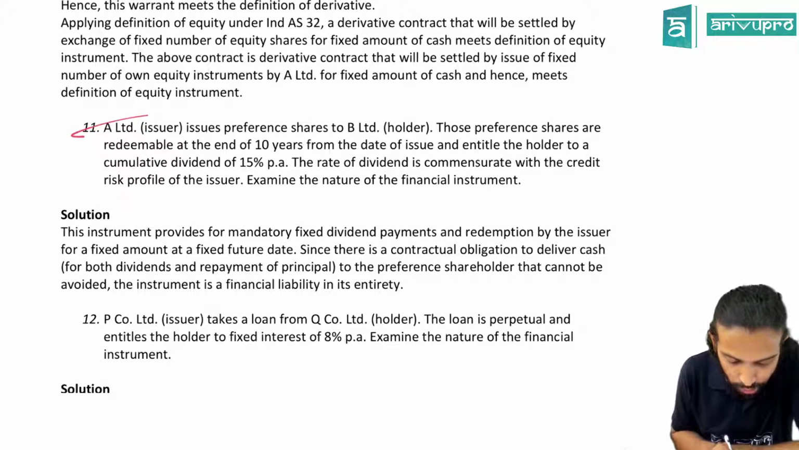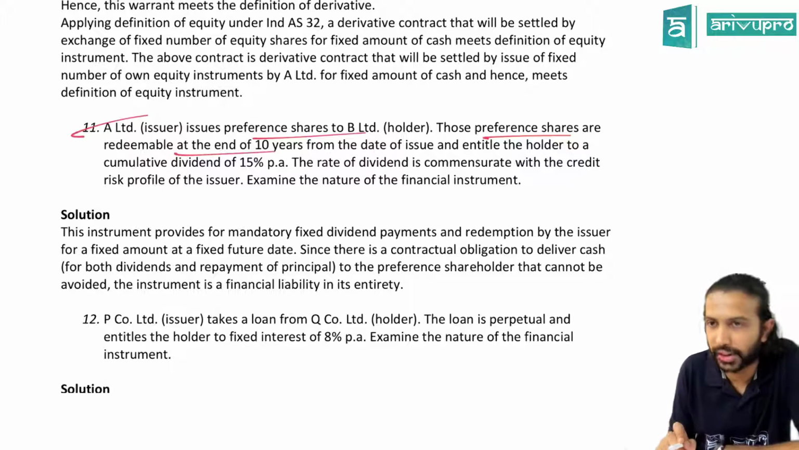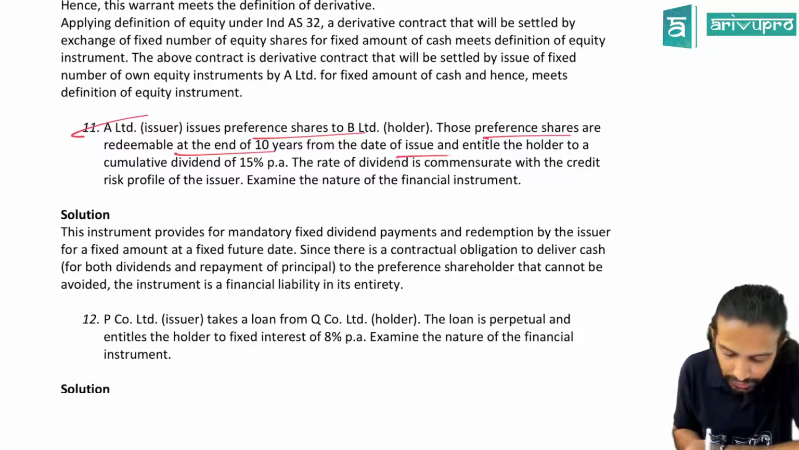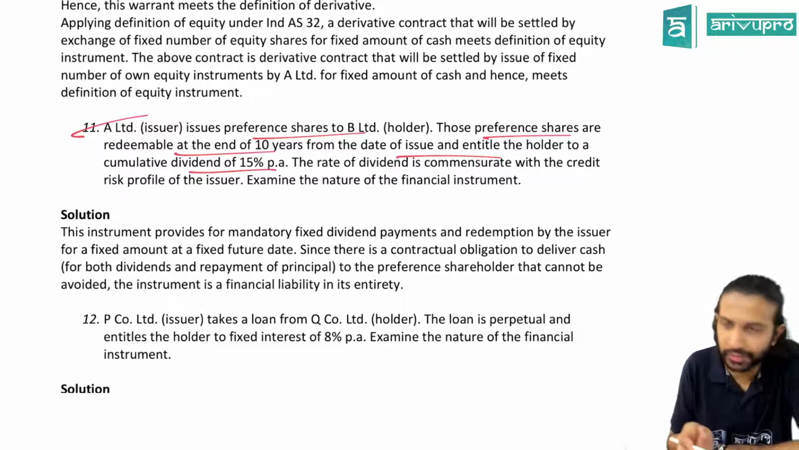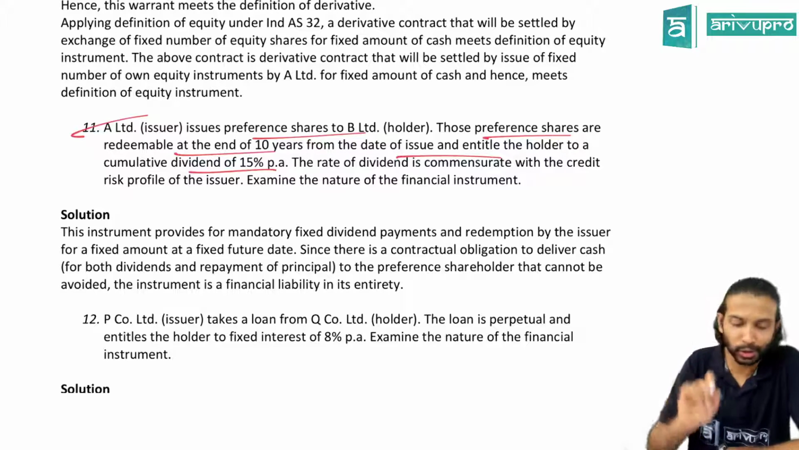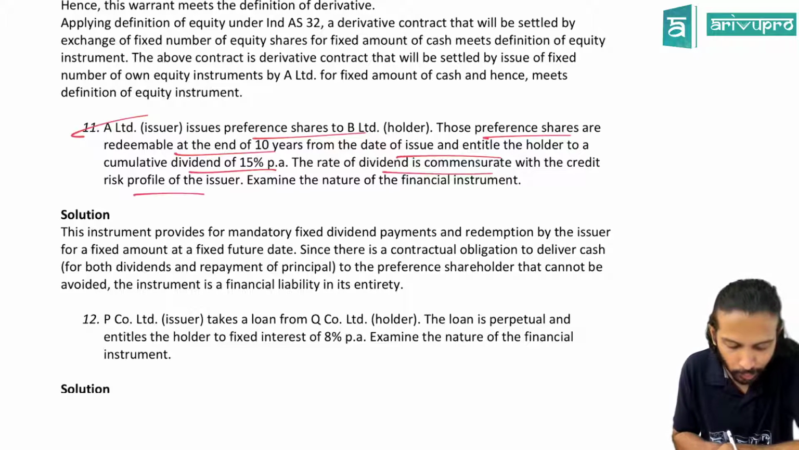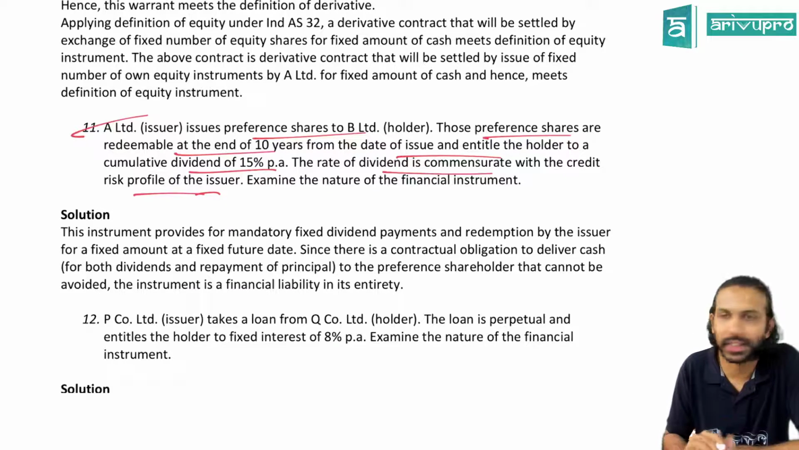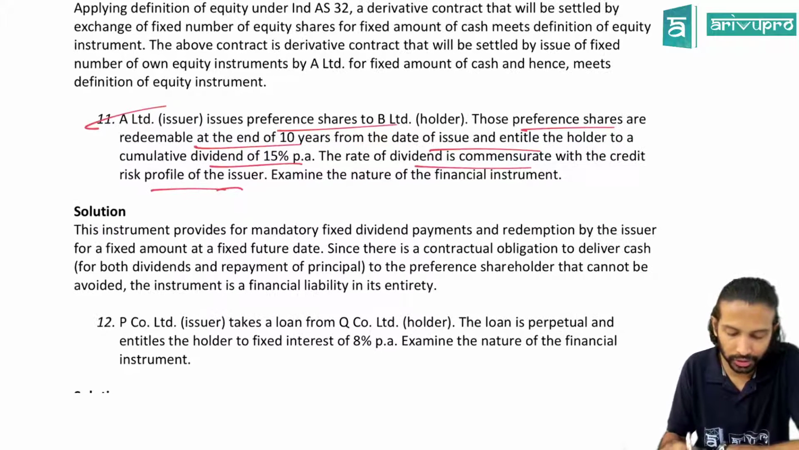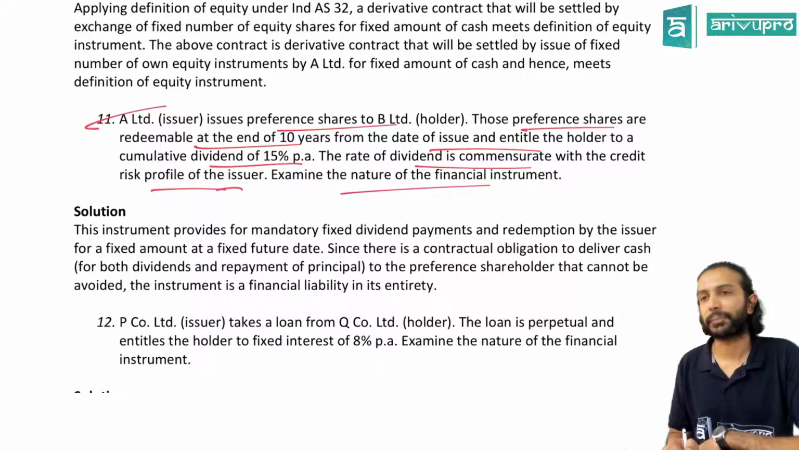A Limited issues preference shares to B Limited. Those preference shares are redeemable. Underline the word redeemable. That means what? We have an obligation to pay cash. From the date of issue, and entitles the holder cumulative dividend of 15%. That means dividend also you need to pay. Rate of dividend is commensurate with the credit profile of the issuer. Means they're saying the rate is correct. True rate. No manipulation.